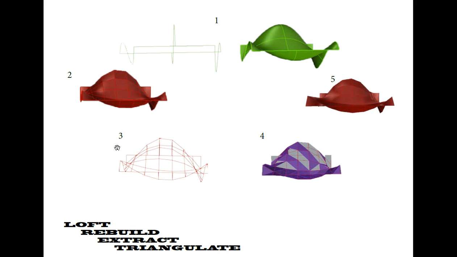The loft selected curves, and then it could create smooth surfaces through those curves in any direction, and then from that we could rebuild it onto a lower degree, which made it more squarish, and we could extract those curves and build onto it with triangulated surfaces.